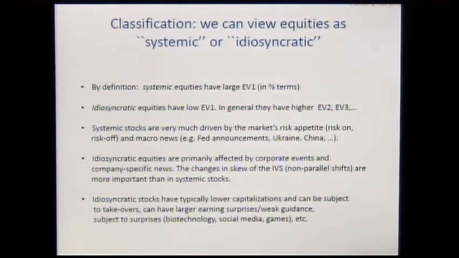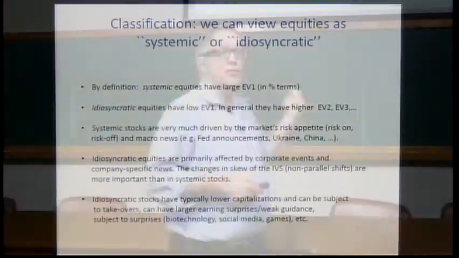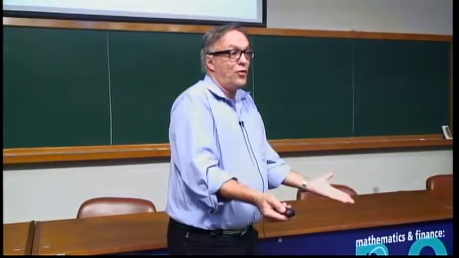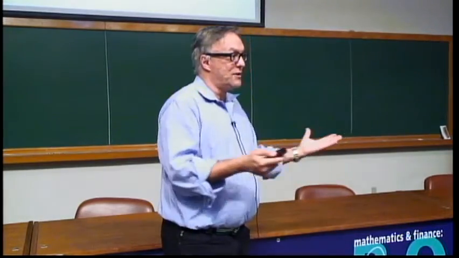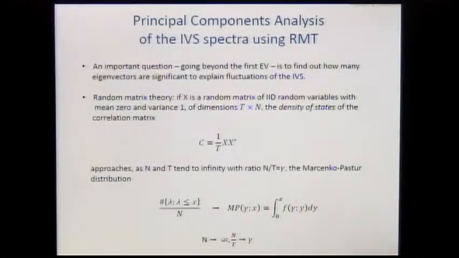Idiosyncratic stocks have typically lower capitalization and can be subject to takeovers. Therefore, you have a volatility surface that is in backwardation instead of in contango, can have larger earning surprises and weaker guidance, subject to surprises: biotech, social media, gaming stocks, and so on. So you cannot have a risk model which is universal, holistic, using only 3 eigenvalues, which is ironic because most of the trading volume, as Rafael was saying, may be in the top 5 names. But if you're creating risk management for any portfolio, you have to put those things in. So how do you put them in?